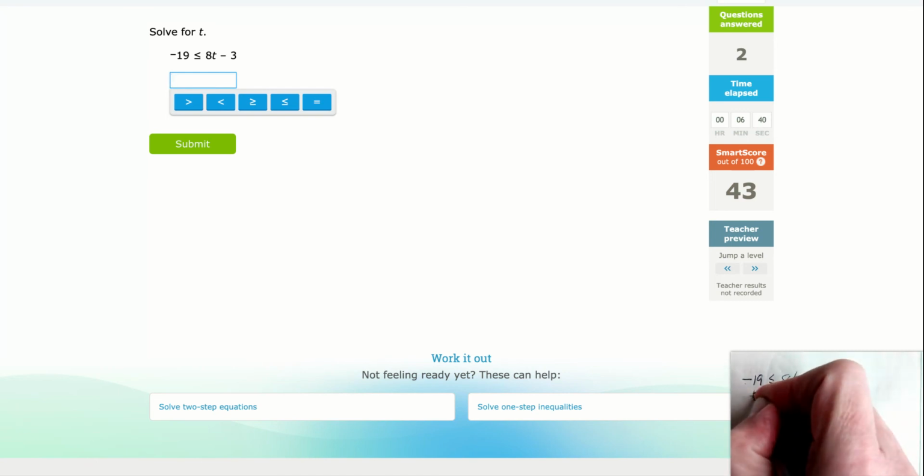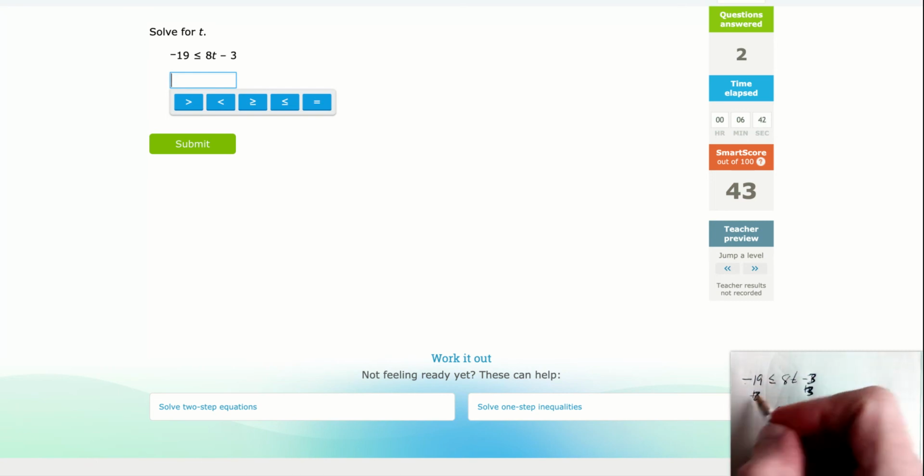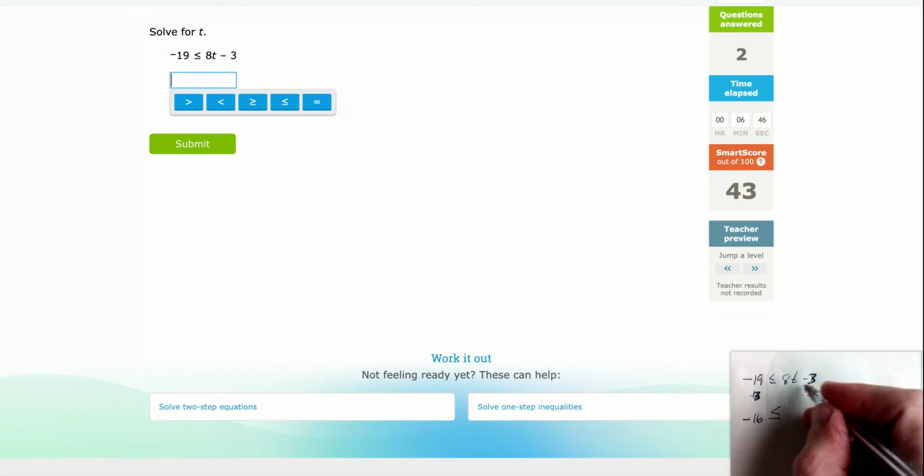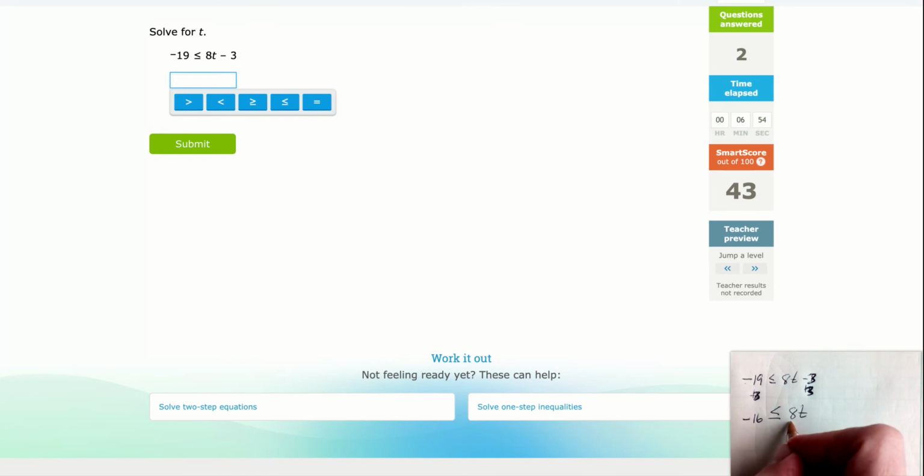So negative 19 plus 3 will be a negative 16. And since I added positive 3 to both sides, it doesn't matter if it's positive or negative, if I add, you do not flip the inequality symbol. Now I'm going to divide by a positive 8. Since I'm dividing by a positive 8, I do not flip the inequality symbol. And I get negative 2 is less than or equal to t, or t is greater than or equal to negative 2.